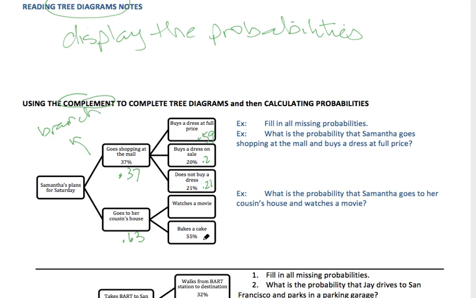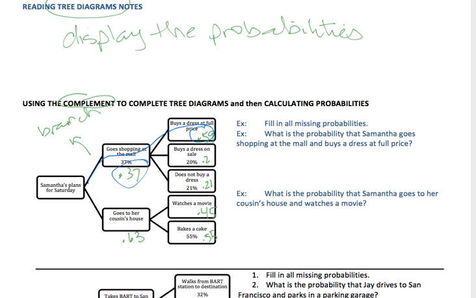Okay, so baking a cake, 55%, so 0.55. And if she's going to watch a movie, that's 0.45. And again, you can write them as percentages, but we need them this way. Okay, so how you use the branches is we're multiplying them together. It ends up being an "and" type of situation. Let's do this for example: she has plans for Saturday, she's going shopping at the mall, and she's buying a dress at full price. So we follow the branch and we multiply these two together.